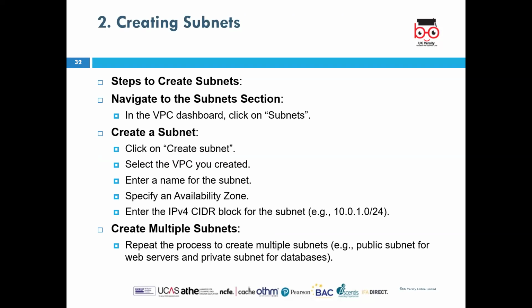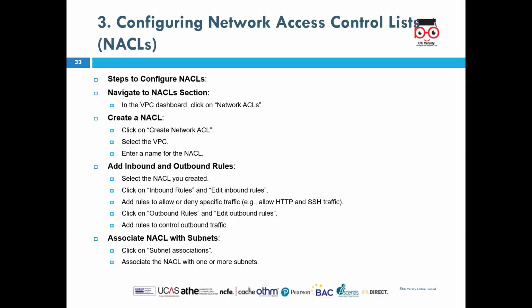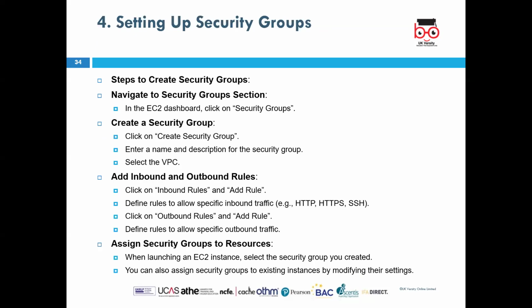Also here we have the steps required to create a subnet. We'll do the same. Click on create subnet, select the VPC, enter the name, specify the availability zone, and then enter the IPv4 CIDR block for the subnet. Same procedure when it comes to creating the NACL, and also the same procedure when it comes to creating a security group.